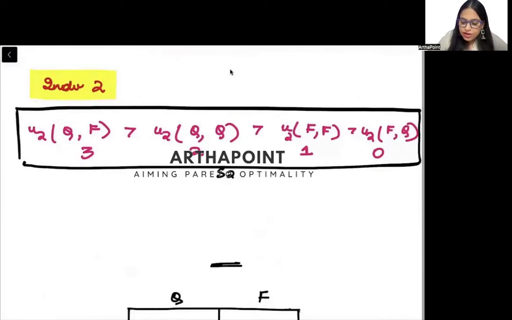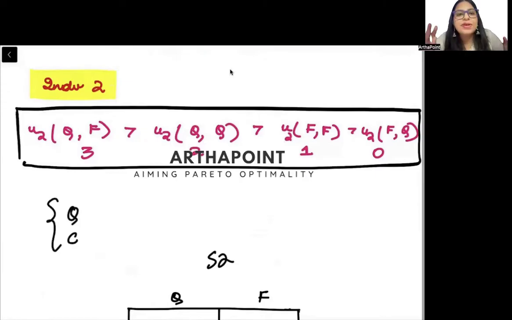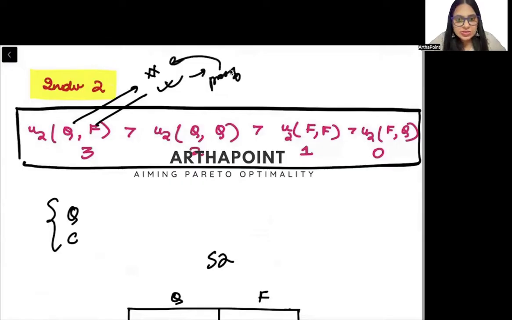The best thing for individual 2 or suspect 2, let's see. Best is where individual 2 has committed and person 1 is quiet. That is the best. Person 1 did not commit, 2 committed, he thinks. So if 2 committed, he acts as a proof. He became a proof against person 1.